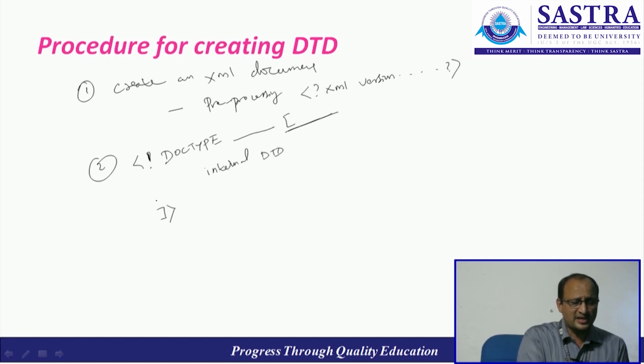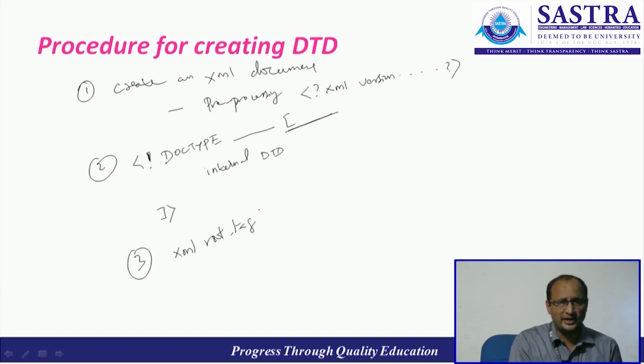Now, after making this internal or external DTD specification, we need to write the XML root tag to start our XML document. I would like to go ahead with internal DTD. So, this procedure is applicable for creating internal DTD. So, automatically the created document type definition, that is DTD, is associated properly with this XML document.